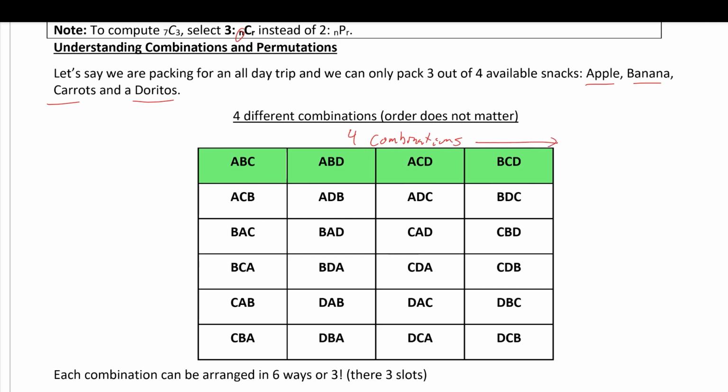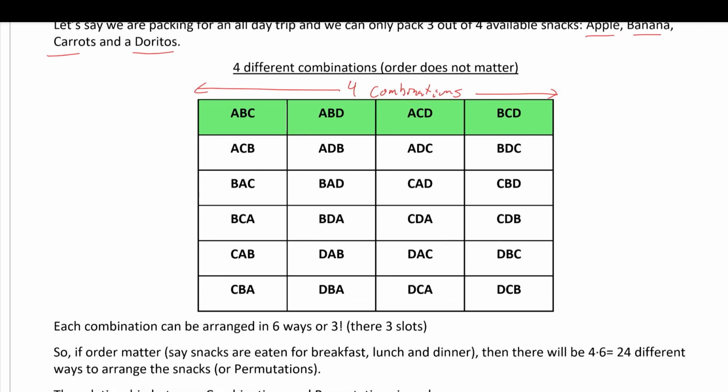That's the number of combinations, right? We notice that we didn't take into account the order, right? Because we were just taking 3 snacks and it didn't matter. 3 from 4. And there's 4 different ways that you can do that. However, how many different ways can you arrange them? Let's say, for example, snacks are going to be in for breakfast, lunch, and dinner. So it's an all-day trip. So for this first combination of ABC, those can be arranged in how many different ways?